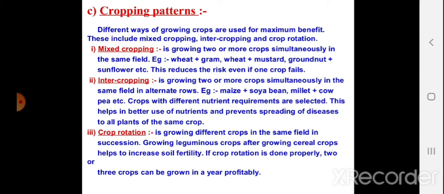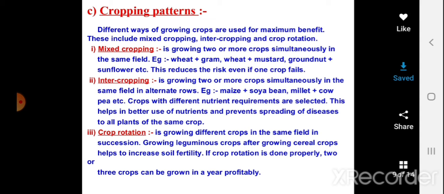The second portion is intercropping. Intercropping is growing two or more crops simultaneously in the same field in alternate rows. Here, in one row you grow maize and in the second row you sow soya beans, or you grow millets and cowpeas. This way one row is of a particular crop and the second row is an alternate, like odd and even.